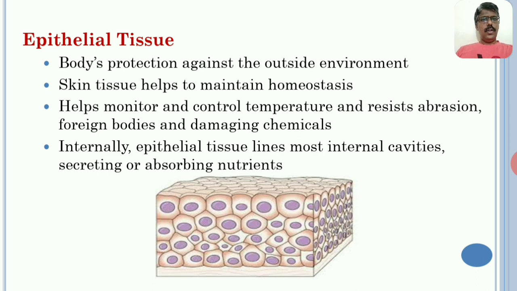Epithelial tissue is responsible for the body's protection against the outside environment. Skin tissue helps to maintain homeostasis. It helps to monitor and control temperature and resists abrasion, foreign bodies and damaging chemicals. Internally, epithelial tissue lines most internal cavities, secreting or absorbing nutrients.